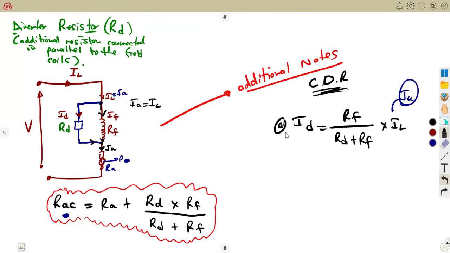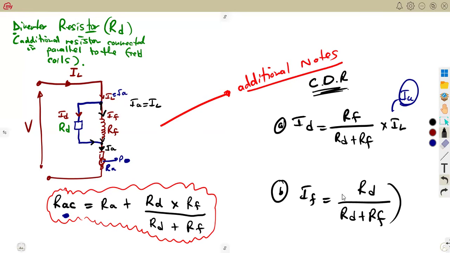Likewise, calculations can also be made to calculate IF using the same concept. So if it is current across the field, you use what? Opposite resistor on top, RD. So it's going to be RD over the sum, that is RD plus RF, times what? What are they sharing? The load current, which is the same as armature current. So this is going to help us in our calculations also as we consider the part of our speed control.